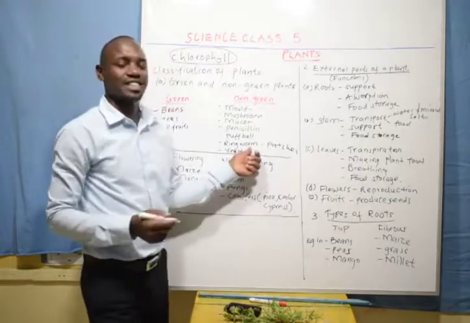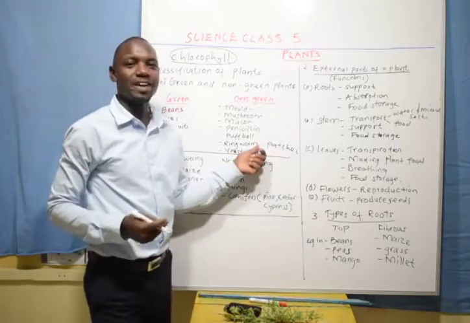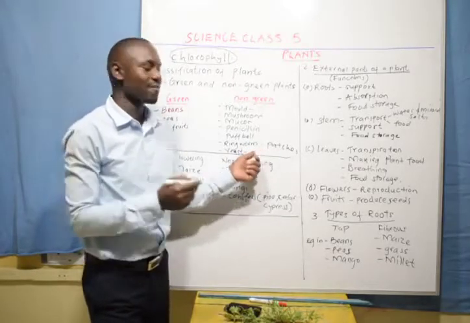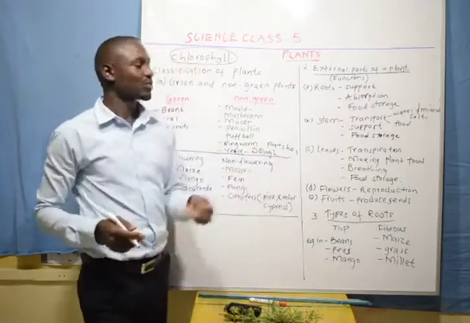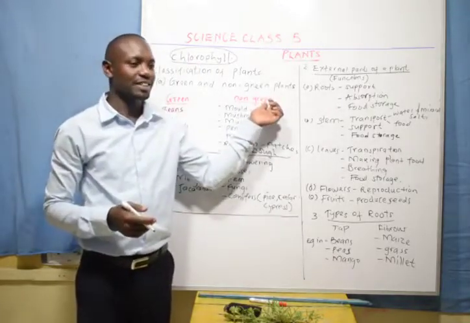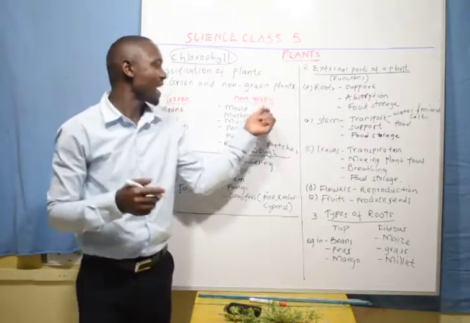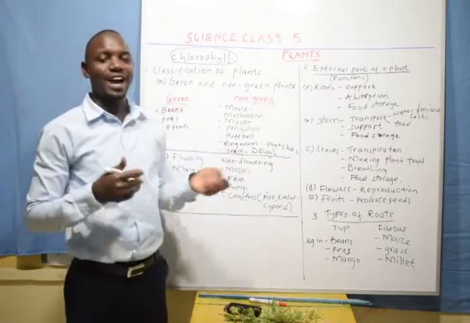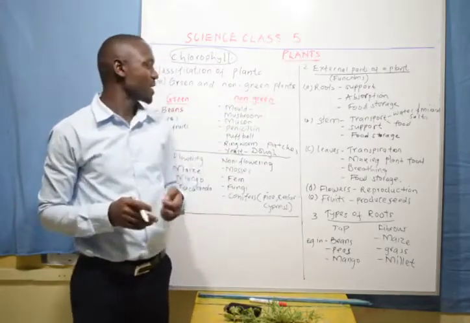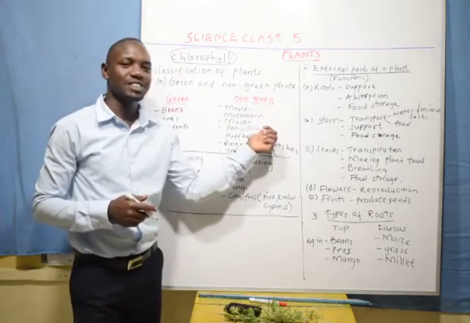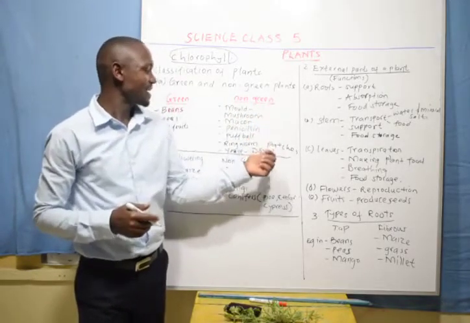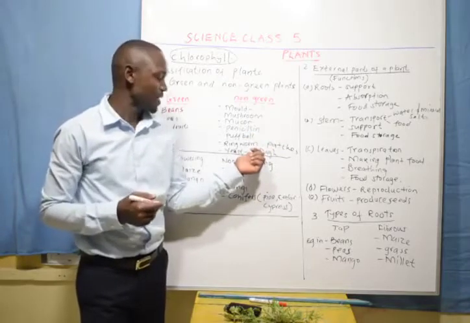Then we have yeast. Yeast is used when baking. It is used to raise dough when baking. So those are examples of non-green plants. I said they are bacteria and fungi. All these are examples of fungi. And we have some fungi which are useful to human beings, like mushroom, which is used as food. We have penicillin, which is used as medicine, and yeast, which is used to raise dough when baking.